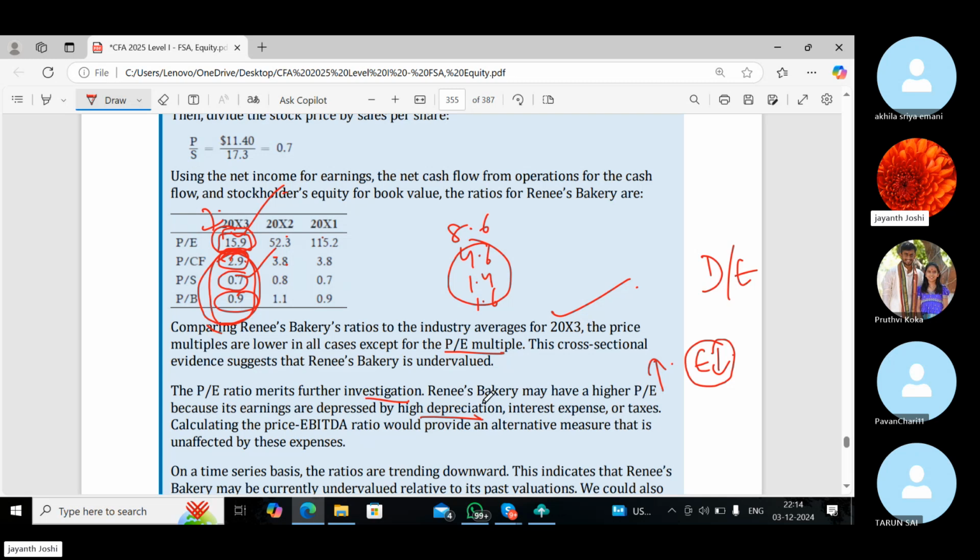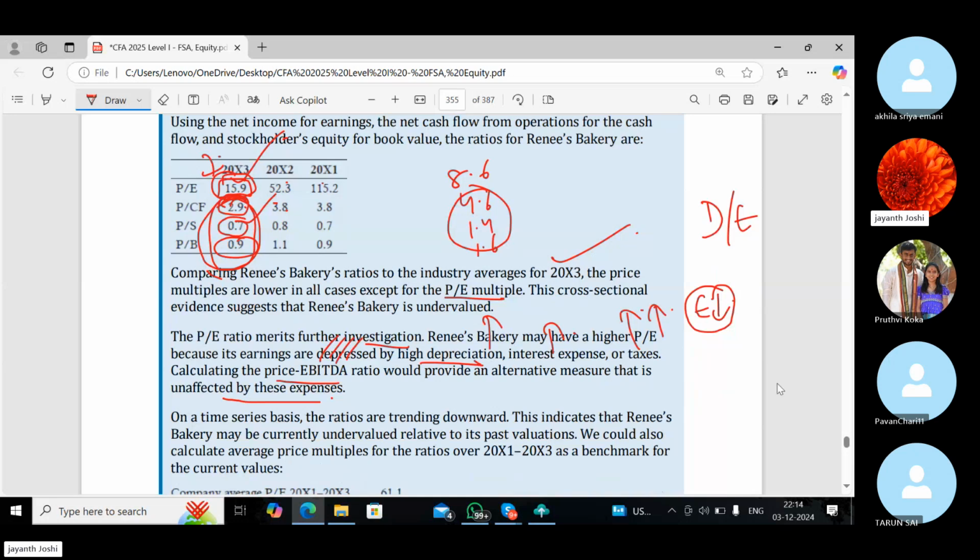Earnings are depressed by high depreciation, maybe high interest expense, or more taxes. Calculating the price to EBITDA ratio, EBITDA being earnings before interest, tax, depreciation and amortization, would provide an alternative measure that is unaffected by these expenses. Maybe they are saying the earnings may be very low because of all this. Otherwise, if earnings are less, the denominator is less, and the ratio will be high.